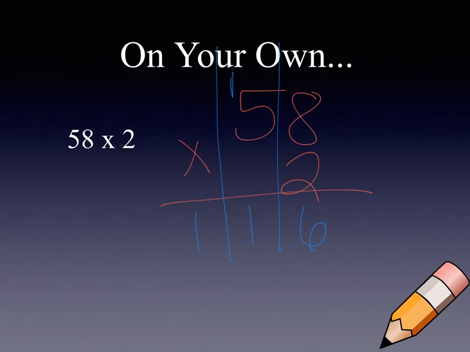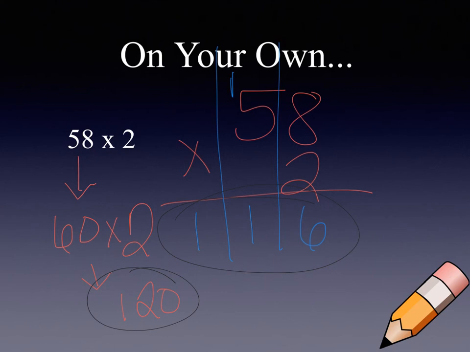Now if I estimate my answer, I'm going to round 58 to 60. And 60 times 2 will give me an answer of 120. So then I asked myself, is my estimated number fairly close to my actual answer? And 116 is very close to 120. So I would say that that is reasonable. How did you do? Hopefully you did awesome.